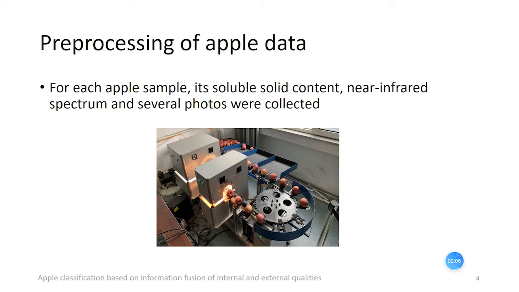To classify apples based on their internal and external qualities, we need to pre-process the apple data. For each apple sample, its soluble solid contents, near-infrared spectrum, and several photos were collected. This figure shows the near-infrared spectrum and photo collection devices of our research.